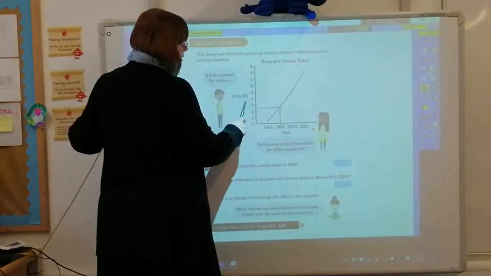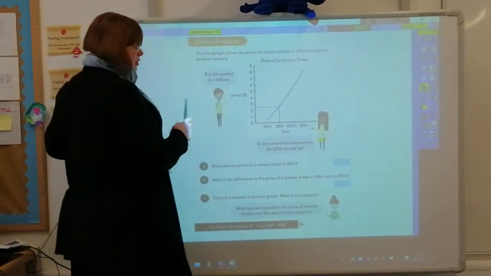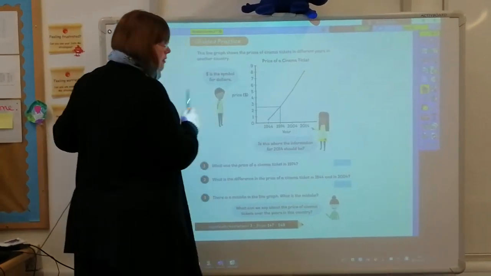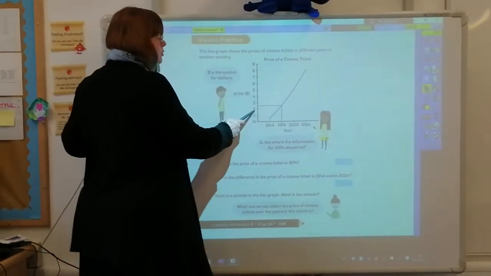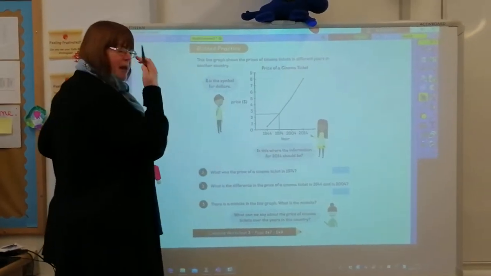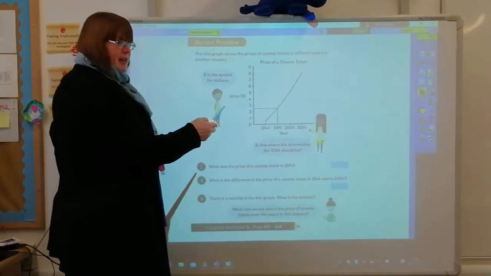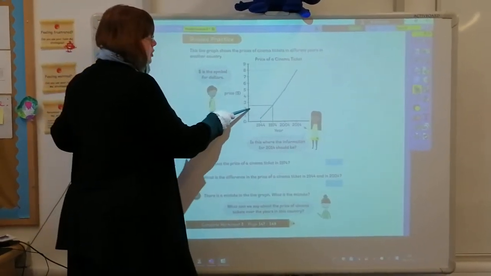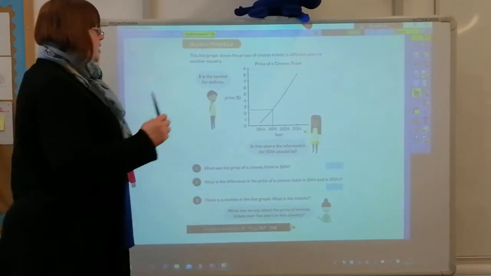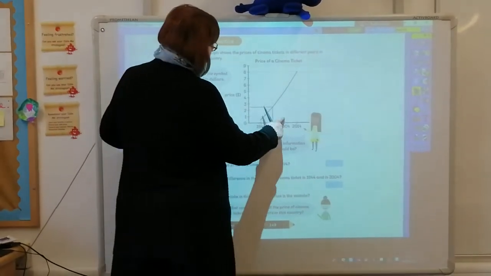Now, if the price is in dollars, now we're not American, so this might be a bit tricky, but what's halfway between 2 and 3? If it was pounds, we know that halfway between 2 and 3 pounds would be 50p. So halfway between $2 and $3 would be 50 cents. So it'd be the same, it'd be $2.50. Okay? So then you're working out the difference between the price here and in 2004.